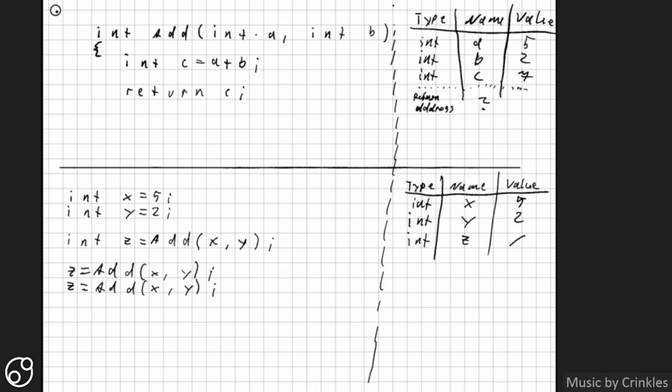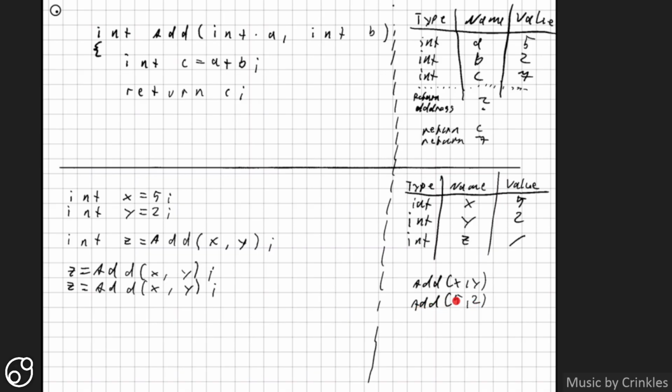Okay, so at this point, we've created our C, and then we call return with a value. Well, it will resolve the C. Return C is the same as return 7. So return 7. So it will jump back to the address that it has memorized right here. And so let's add that again. I removed that for some reason. It was 5.2.